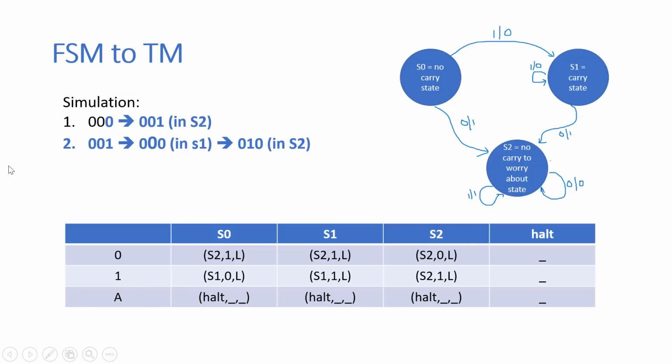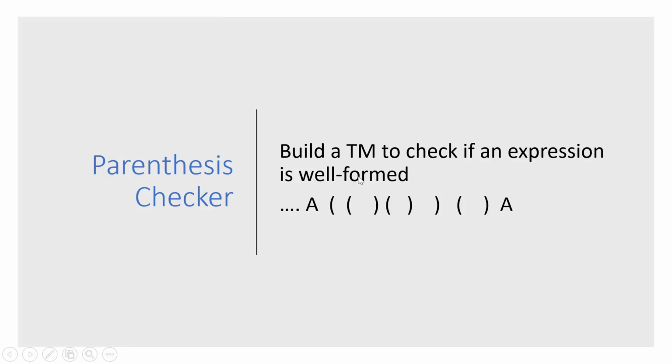If you see an A all the way at the left, we will say, okay, let's halt it and nothing to do, and we are done. All right, so next we're going to check how to build a Turing machine to check if an expression is well formed.